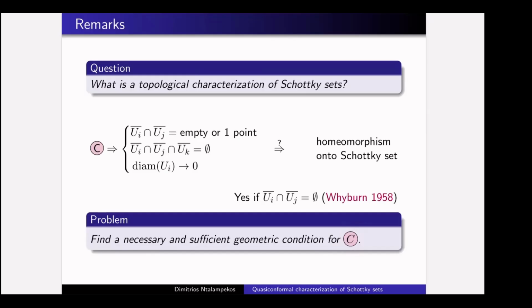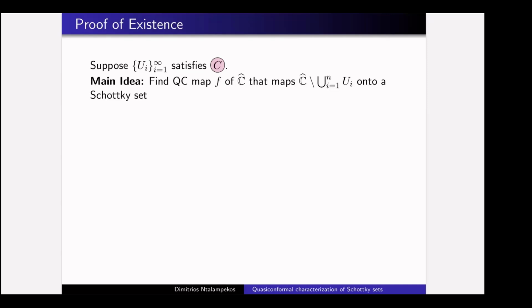All right, so in the remaining time, I'm going to talk about the proof of existence, which is the most interesting. Let's suppose that we have an infinite collection of disjoint Jordan regions that satisfy the condition C. The main idea is to find a quasi-conformal map of the sphere that maps the complement of finitely many of them onto a Schottky set. And if we can do this with uniform constants, then we can pass to the limit to get the map that maps the entire set S onto a Schottky set.